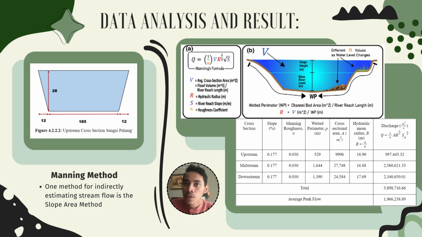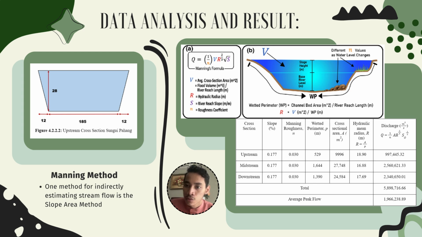The Manning method formula is Q equals 1 per n A R to the power of 2 divided by 3 and S to the power of 1 divided by 2, which is the formula in the slide that you can see. And we will be using this formula to calculate three different cross-sections, which are the upstream, the midstream, and also the downstream. So we will do the calculation 3 times, once for each different cross-section.